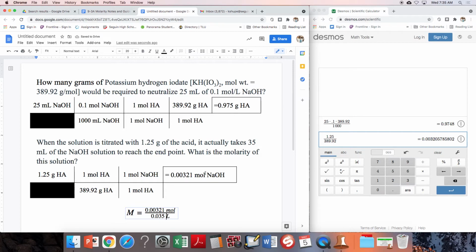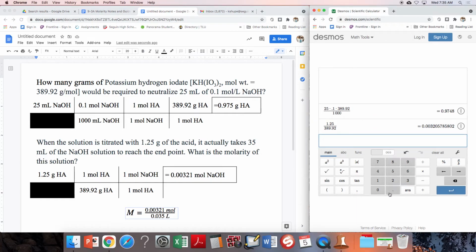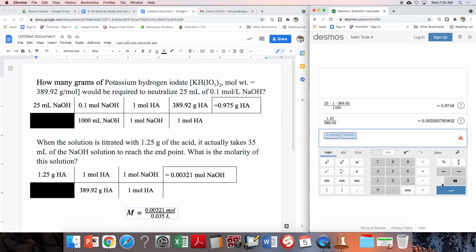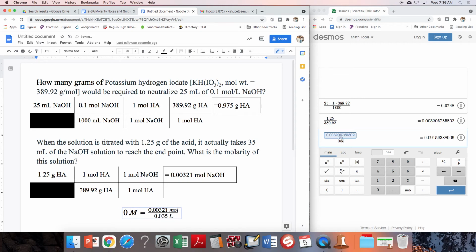So now I divide. And here's another trick on Desmos. If you're using Desmos, use your answer button. So it'll bring my whole answer down. Then I can divide by my volume, which is 0.035. So it turns out my solution is actually slightly less concentrated than I expected. So the molarity of my solution ends up being 0.0916 molar. It's supposed to be 0.1. It's a little bit less than that. There's a lot of reasons for that. Hopefully now this makes a little bit more sense.